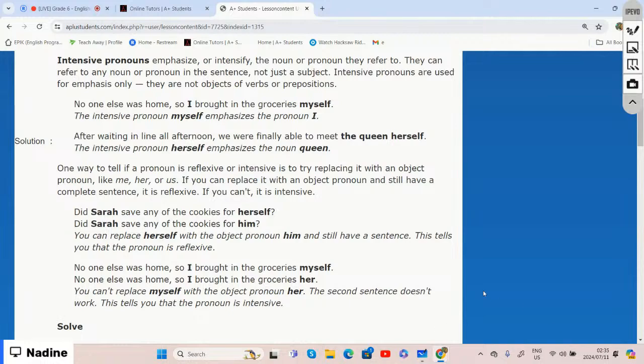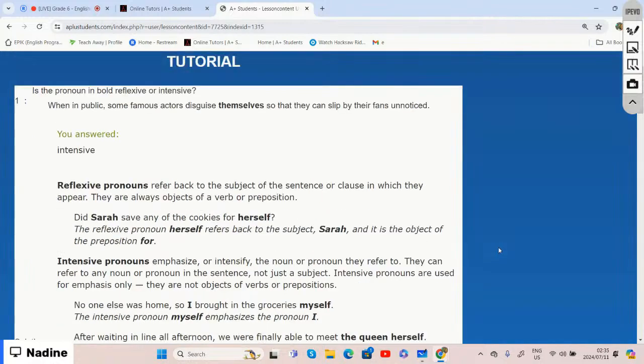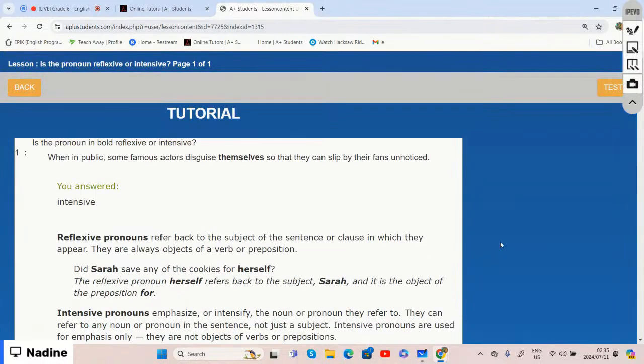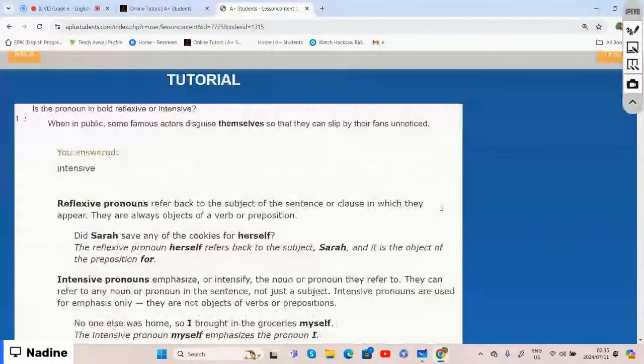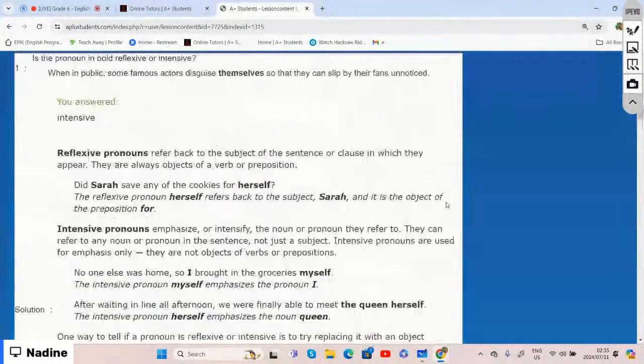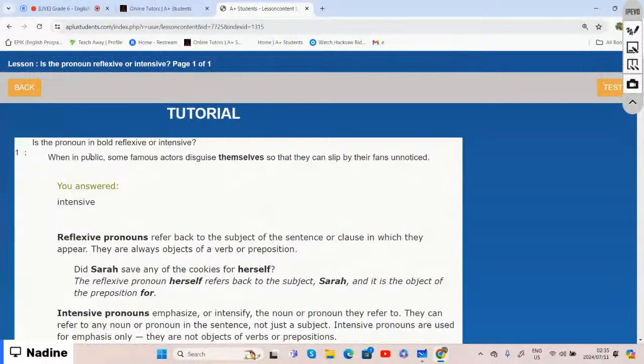All right, so now let's go to our test. Or before we go to our test, let's do these three activities and then we're going to our test. It says, when in public, some famous actors disguise themselves so that they can slip by their fans unnoticed.